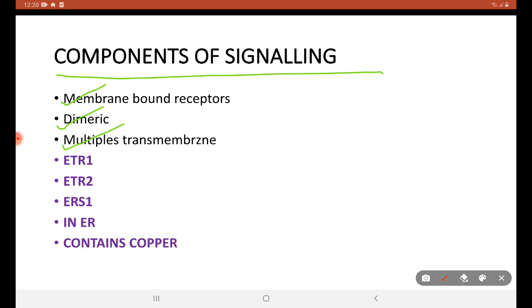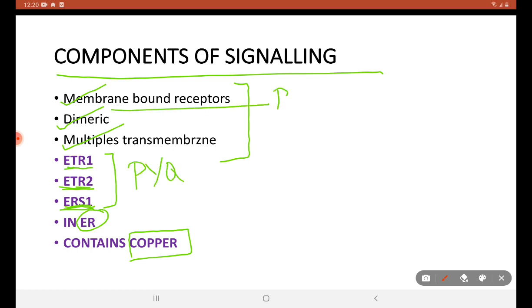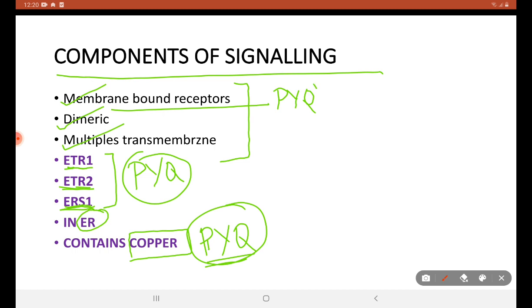ETR1 is ethylene receptor 1, then ethylene receptor 2, and ethylene response sensor 1. These receptors are present in the endoplasmic reticulum. It contains copper. These are previous year questions: membrane bound receptor is a previous year question, and copper presence is a previous year question. Kindly make a note of these previous year questions. These are the components of signaling.